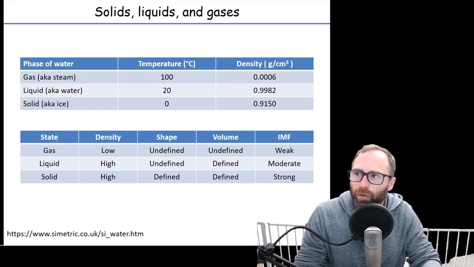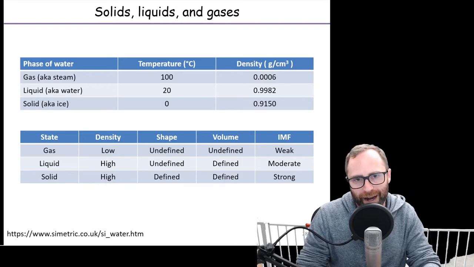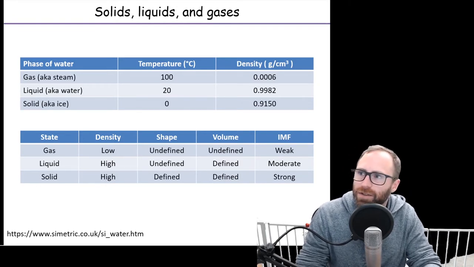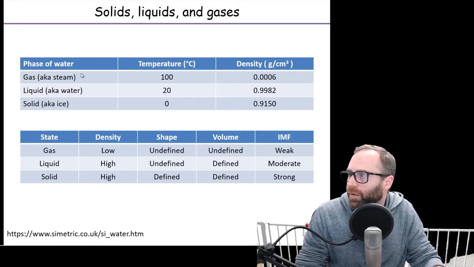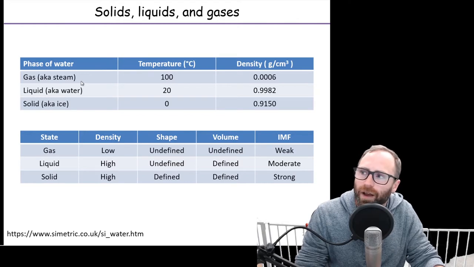So what are the properties of solids, liquids, and gases? We talked about this at the beginning of the semester, but it isn't a bad thing to go back and review. So on the left in this first table, we've got various phases of water. So steam, liquid water, and ice. So gas, liquid, solid. There's different temperatures, and we can see just by the different phase of matter that water is in, we have really different densities.